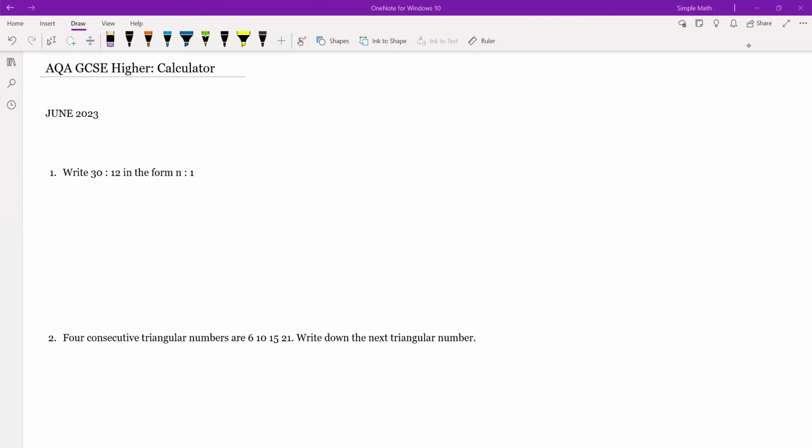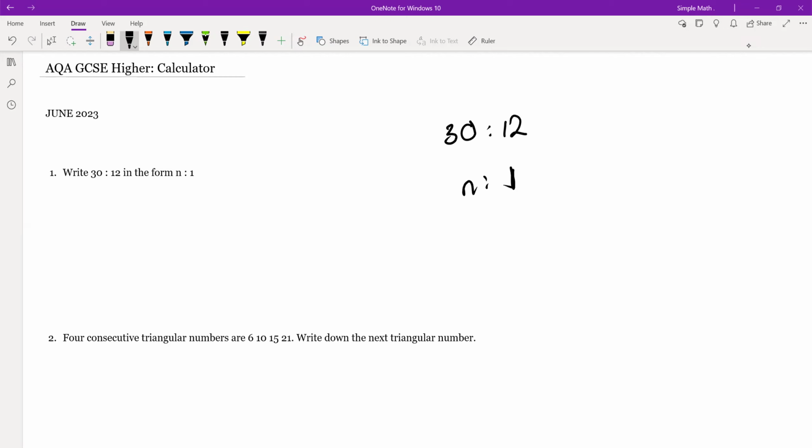All right, so let's answer this one. This is AQA GCSE calculator, June 2023. So let's go straight into it. Number one: write 30 ratio 12 in the form of n ratio 1.